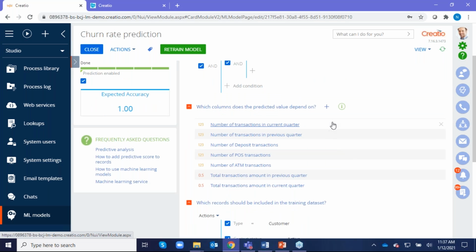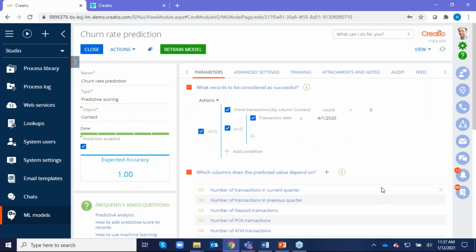We are looking at a bunch of factors on which that prediction is actually being made, right? This could be the number of transactions in the current quarter, previous quarter, number of point of sale transactions, ATM transactions. Basically, we are super focused on how much financial activity this individual has with our current bank. Currently, we have looked at a transaction date of March 1st. It doesn't have to be, but I'm just showing you a specific scenario here.